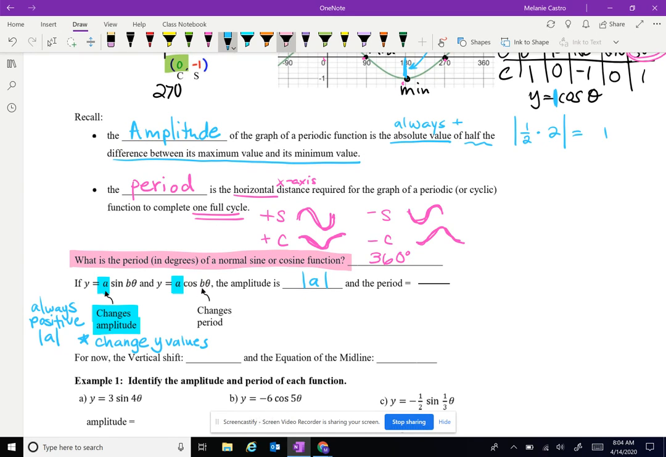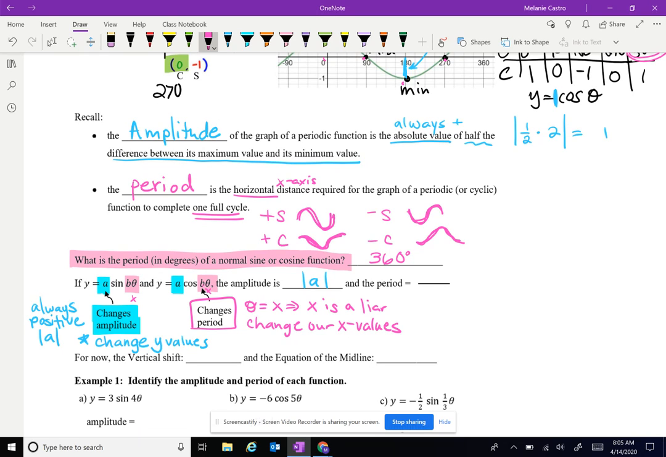Okay. For the period, remember we said x is a liar? Well, instead of x, we have theta. You could easily write that as an x as well. But period changes are changing... Theta is like x. When we said x is a liar. So whenever we do something like it says b times theta, we're going to fix that by doing the opposite. But these are going to change our x values. And it's going to create a horizontal difference in our graph.